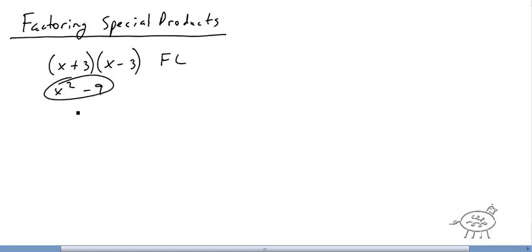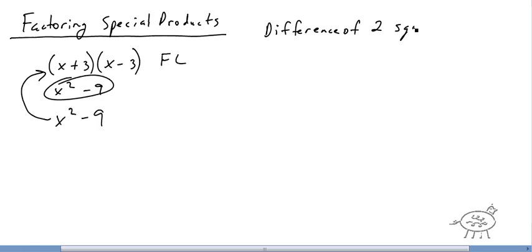Now I'm going to give you x squared minus 9, and you're going to factor it and turn it into x plus 3 times x minus 3. The way you recognize it, we call this a difference of two squares.